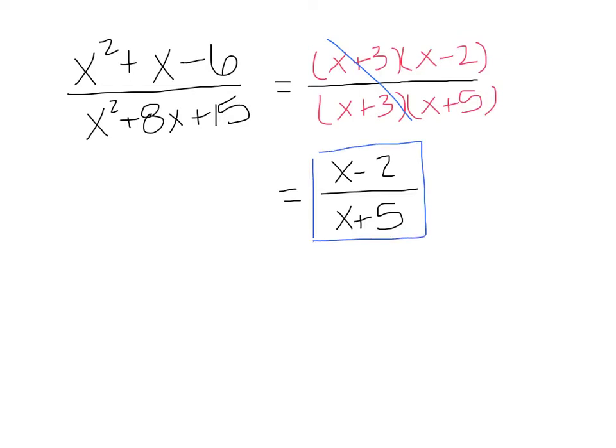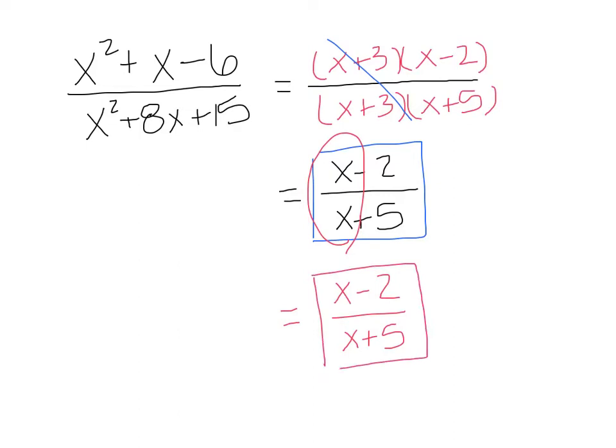Can't cancel anything out. It's really tempting to want to cancel those x's out. You can't cancel things that aren't all together. That's not, x minus 2 is the whole factor. So you can't just cancel the x and the x, which means we have to leave our answer as x minus 2 over x plus 5, which is perfectly fine. That's a nice simplified fraction. You'll see later on when we do other things with fractions that you won't mind having both those binomials.